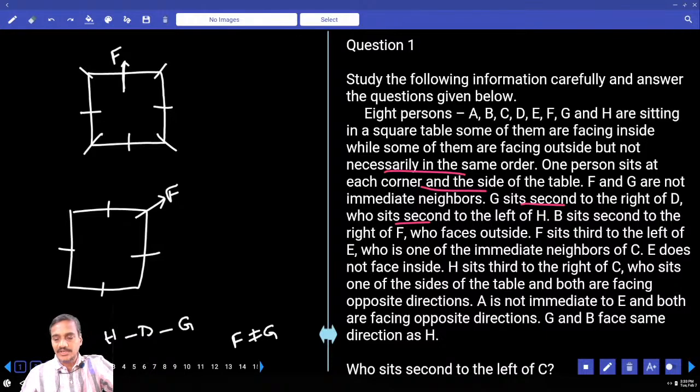And F is here. F is away from the center, and B sits second to the right of F. Here B is seated second to the right of F.